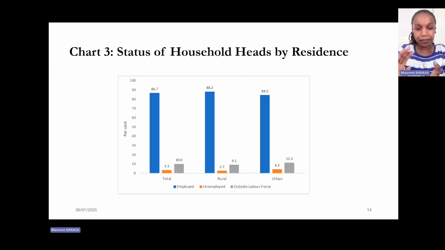Then status of household heads by residence. Yes, this chart just connects labor market statistics to tenureship. It just shows most household heads from the national level, the total, then you have the rural and the urban, most of them are employed. So the employment factor and the income factor are still key in the housing market demand. Yeah, that plays a huge role.